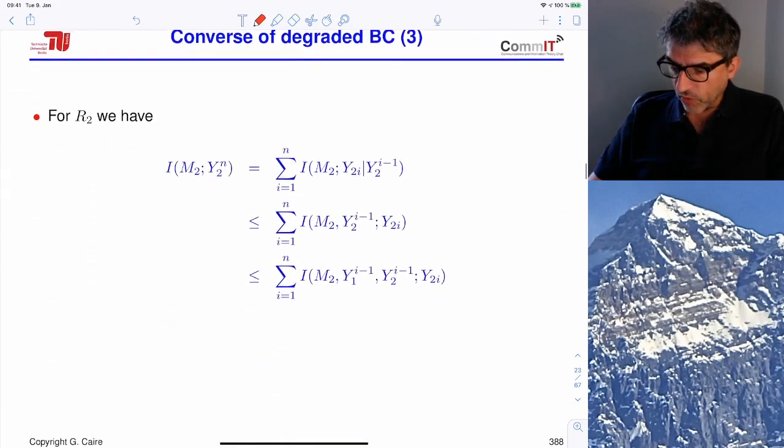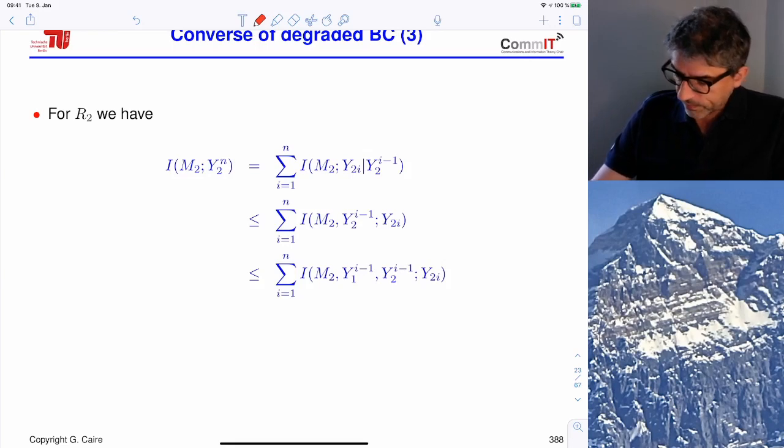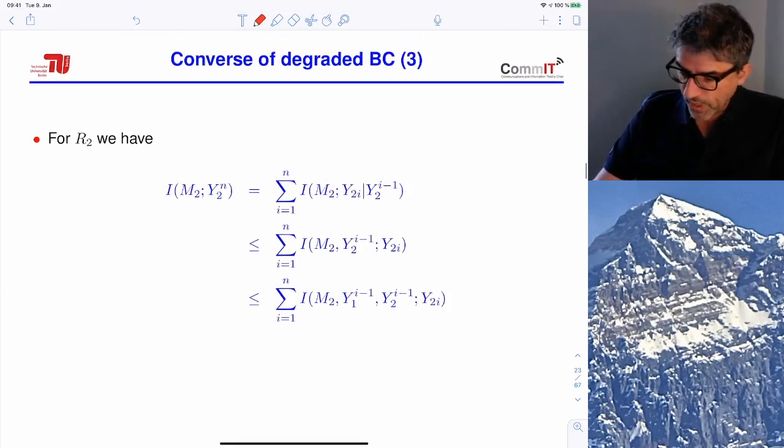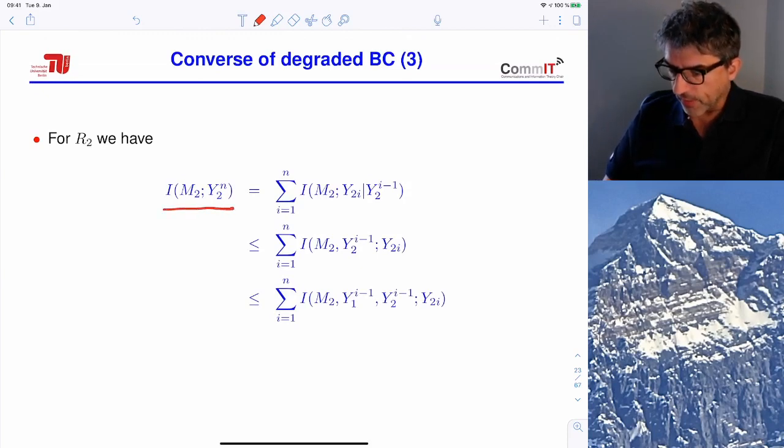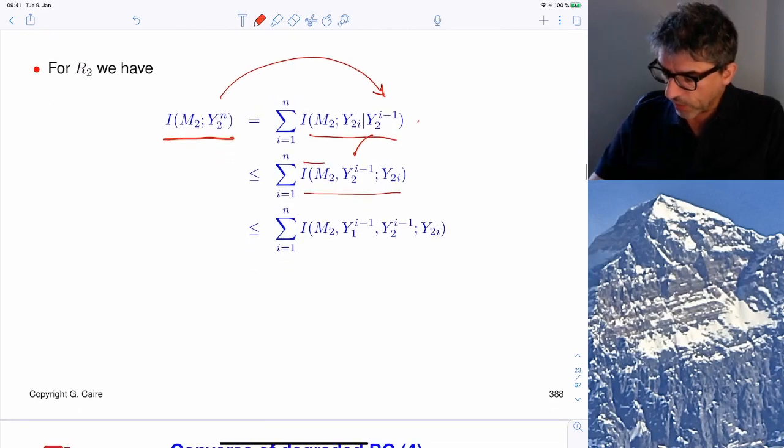Now, the trick is that for user 2 we can also reproduce the same auxiliary random variable. We take the other multi-letter mutual information and develop it with respect to Y2. This is just the chain rule. Then we use the chain rule in reverse mode, and basically this conditioning gets here, because if you break this, this term is equal to this plus another term, which is a mutual information, so it's non-negative. At this point, we can augment this mutual information by adding something else here.